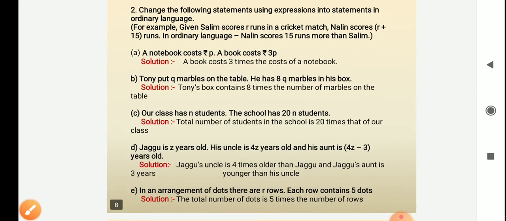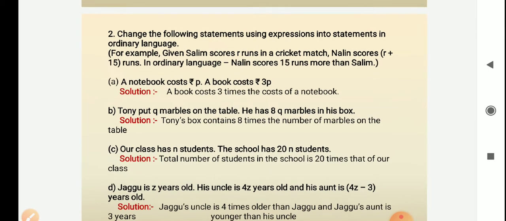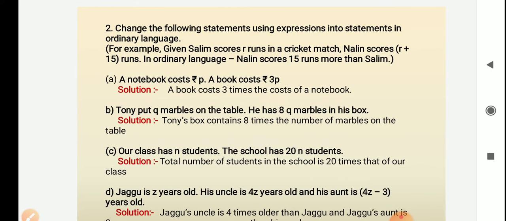Okay. Now we will see the second question. Change the following statements using expressions into statements in ordinary language. Now one example is given here. Given: Salim scores R runs in a cricket match. Nalin scores R plus 15 runs. In ordinary language: Nalin scores 15 runs more than Salim.